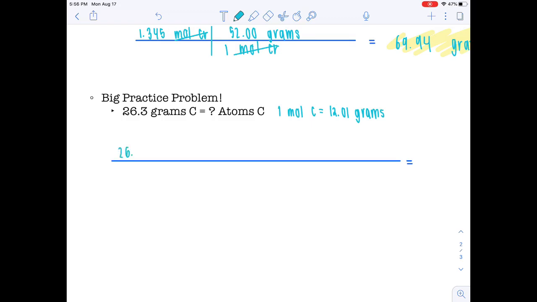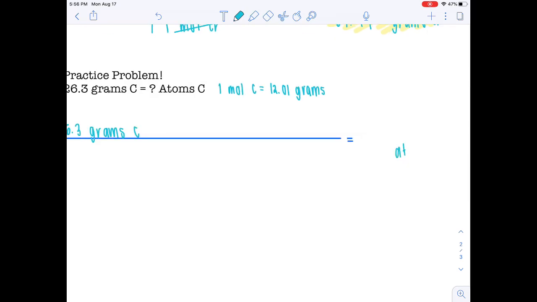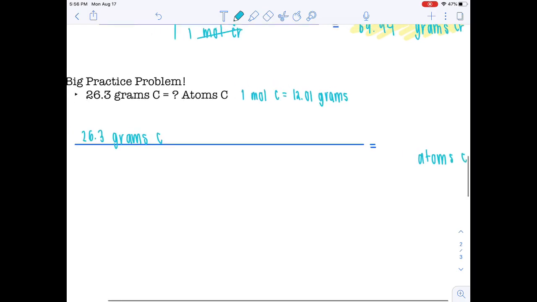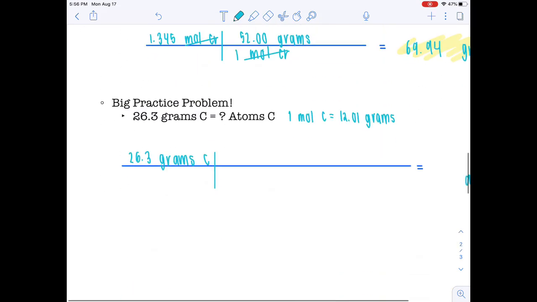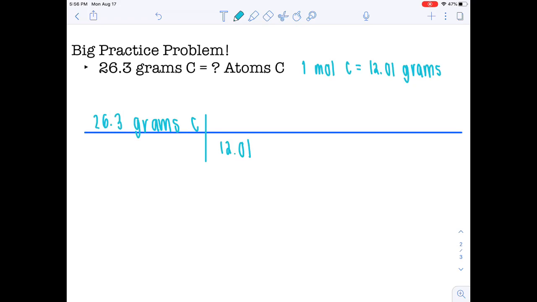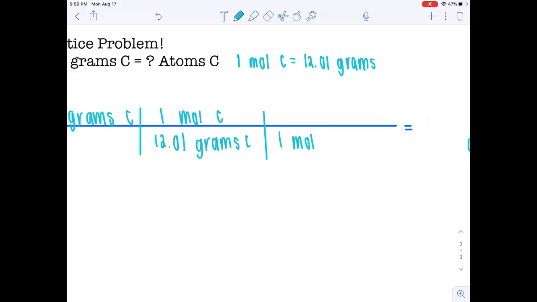Okay, so 26.3 grams is what we have of carbon. And we want to end up knowing the number of atoms of carbon. So let's cancel out the grams and try to move to moles, because we can go from grams to moles and then from moles to number of atoms. So we have 12.01 grams, and again, this conversion factor is from the periodic table. And then that's going to be 1 mole of carbon. And now I want to go from moles to atoms, so we know 1 mole of carbon is going to be equal to 6.02 times 10 to the 23rd atoms.